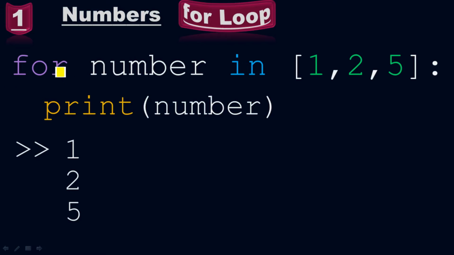Look at here, we have used a for loop. This for means for loop. For number in, the "in" is the belong-to operator. In 1, 2, 5, these are the three numbers. So this for loop will iterate on each and every single number. It will be printed individually in the output.